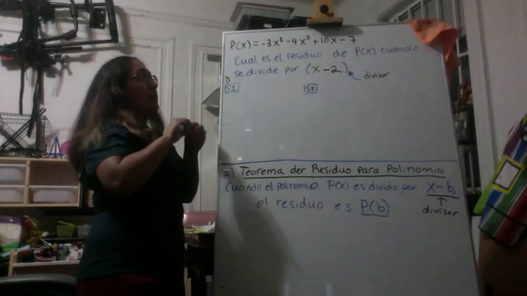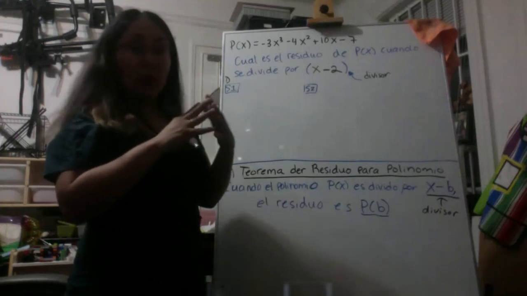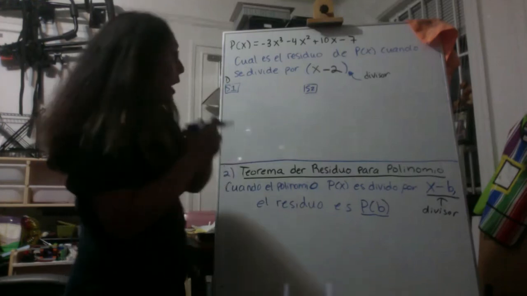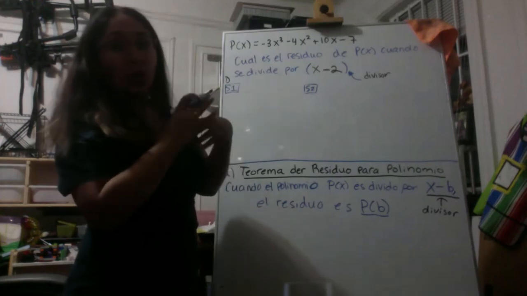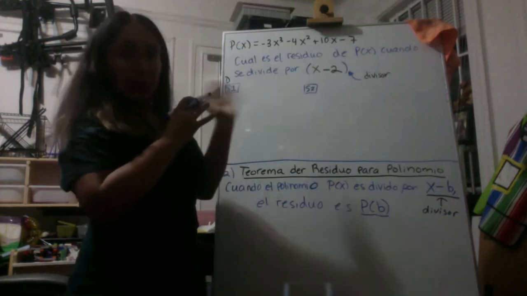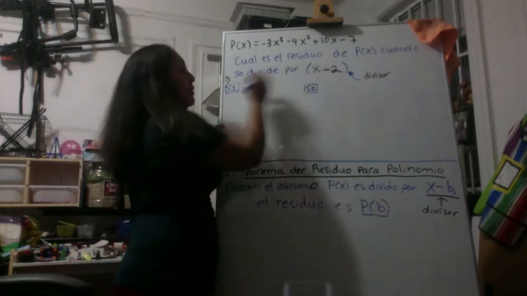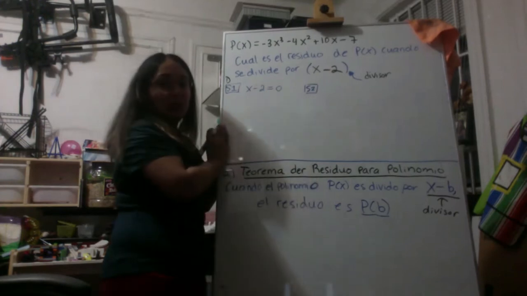Una manera que hemos hecho previamente en clases es encontrar el residuo por dividir. Lo pueden hacer por long division, división larga, o la manera sintética. Y lo voy a hacer la manera sintética. El primer paso, vas a tomar el divisor y lo pones igual a 0 y vas a resolver por x.